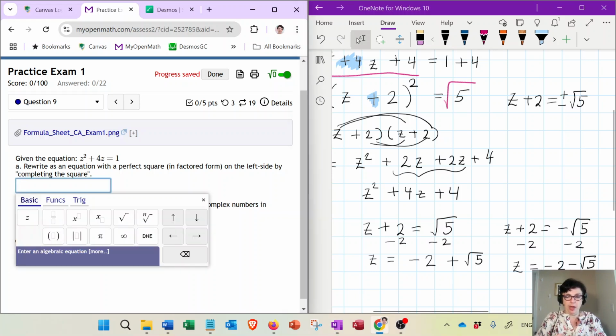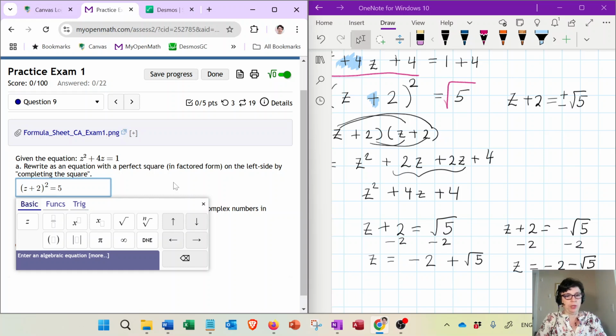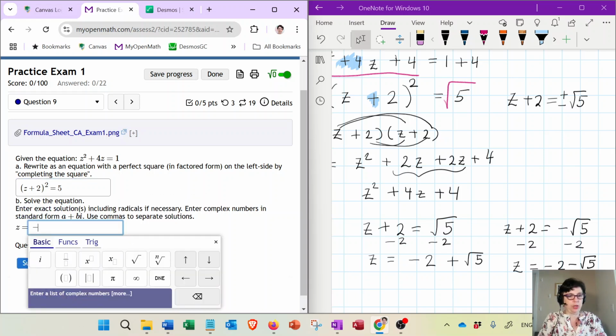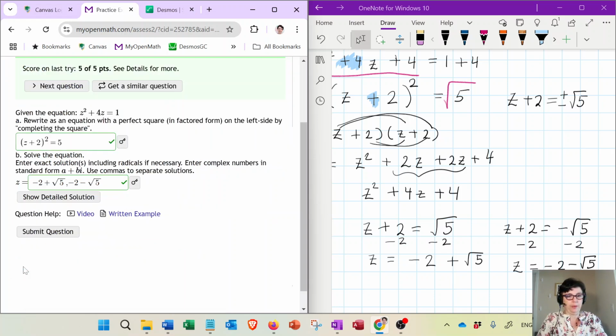So in here, I will rewrite my perfect square. That's what I will show. And then here I will actually type the two solutions separated by a comma. And let's check that out. All right.